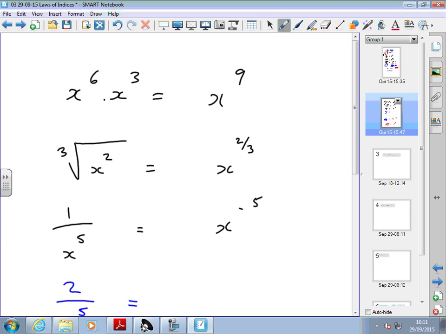And inverse means negative. Incidentally, if I had something like 2 over x to the 5, I think of that as 2 times 1 over x to the 5. They are the same thing if you think about it. 2 over x to the 5 is the same as 2 times 1 over x to the 5. So that's actually 2x to the minus 5. So in other words, if I've got a number on the top, that just stays there. And again, the inverse tells me if I've got x to the 5 underneath, it can come up to the top effectively, and I put a minus sign there.